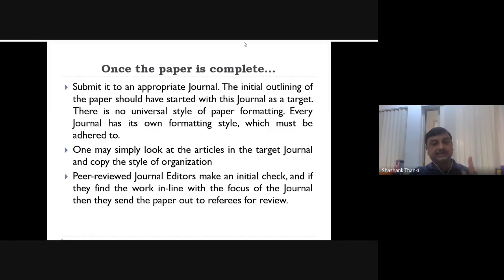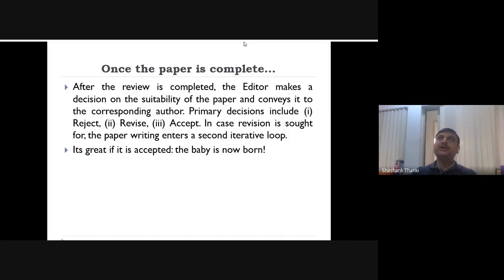Peer-reviewed journal editors make an initial check, and if they find the work in line with the focus area and scope of that journal, then it will go for review. Otherwise not. In 90% of cases, it does not go for review. Once it goes to review, after the review is completed, the editor makes a decision on the suitability of the paper. Once the review comments are available, you can have a decision like reject, revise, or accept. Again, revise can be a minor revision or a major revision. It is great if it is accepted. That means, we are talking about the name of that baby before starting that particular paper. Now we can say if it is accepted, the baby is now born.